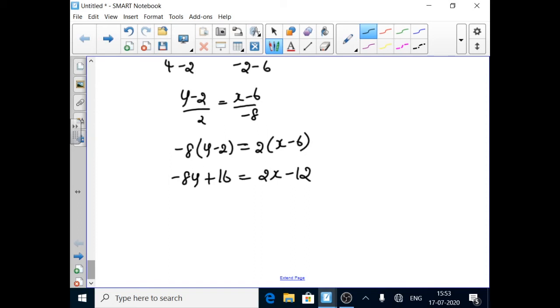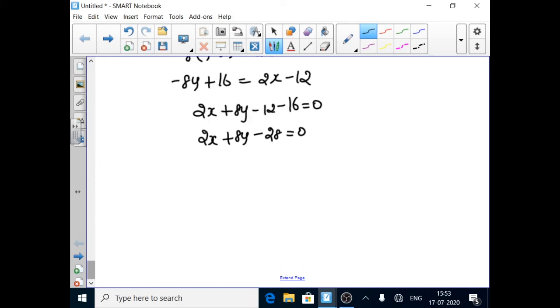So take it to the same side. That is 2x + 8y. The 8y plus 16 we will take over to the opposite side. So plus 8y, that is -12 - 16 = 0. So 2x + 8y - 28 = 0. Here we can divide it by 2. If we divide by 2, we will get x + 4y - 14 = 0.